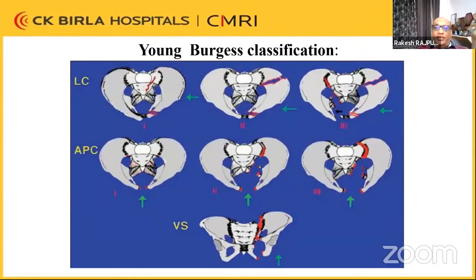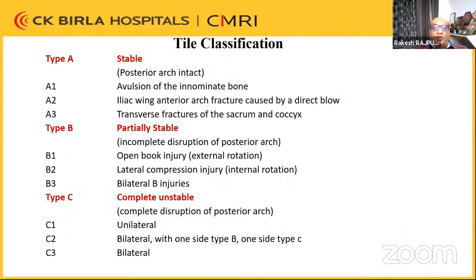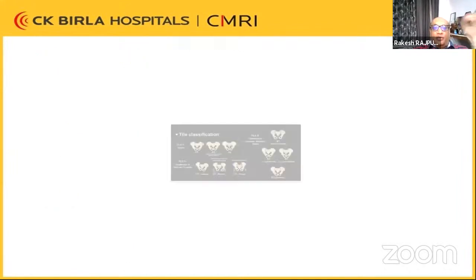I'm not going to go into details of classification, that is John's talk. But it'll give you an idea whether you have injury from the sides, from the front, or you've gone upwards. Similarly, you can look at the other classification, whether you are stable or unstable.